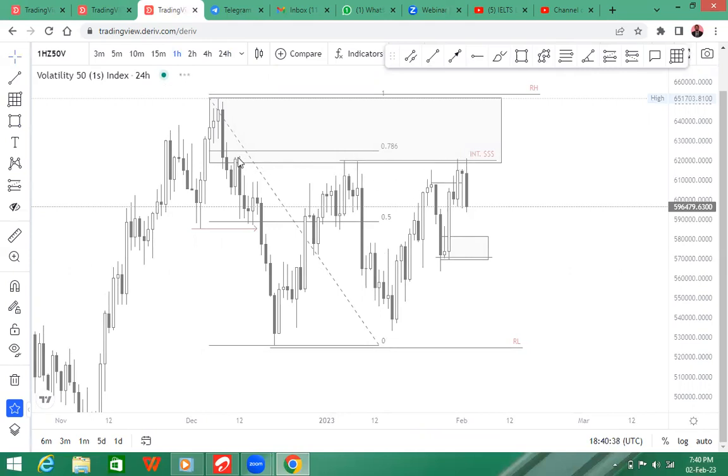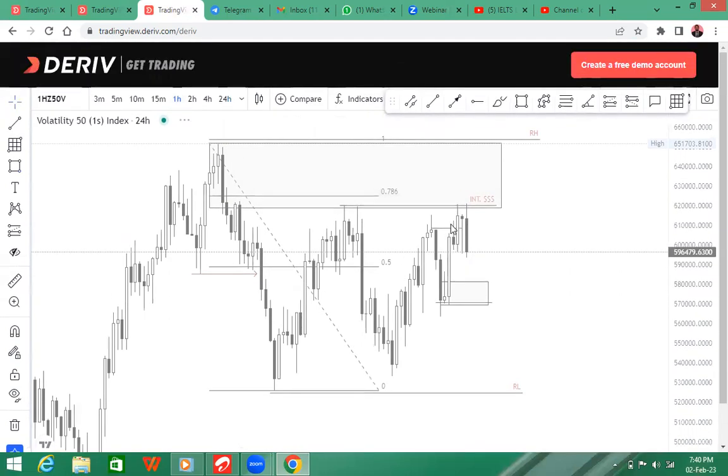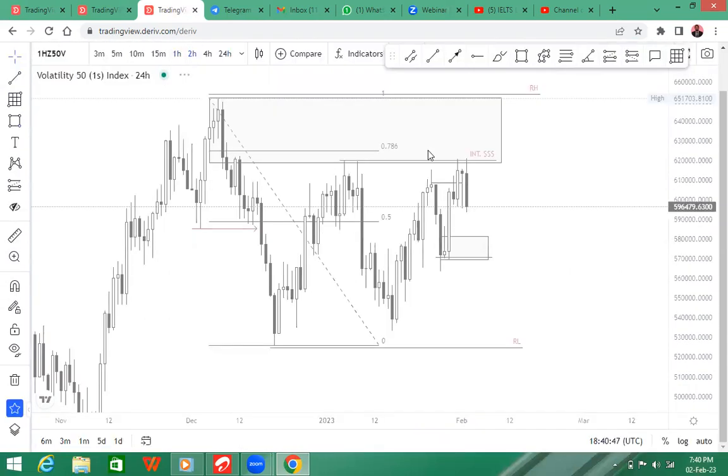It's a form of equal highs. Look at this touch here, this touch, all of this touch. These are equal highs. Let's see if we can get to 1 hour, 2 hours.